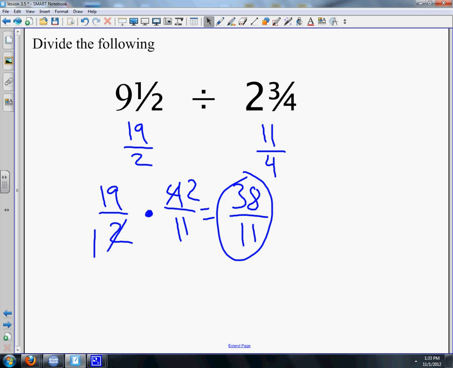If we want to reduce that to a mixed number, we say 11 goes into 38 3 times. It's going to give you 33. So that means there's 5 left over. There we go. There's our mixed number answer.